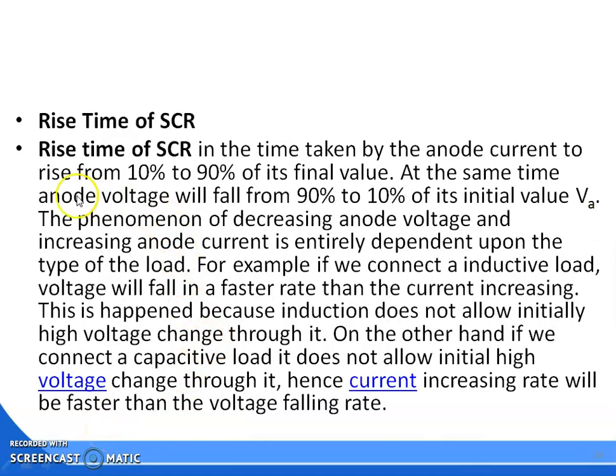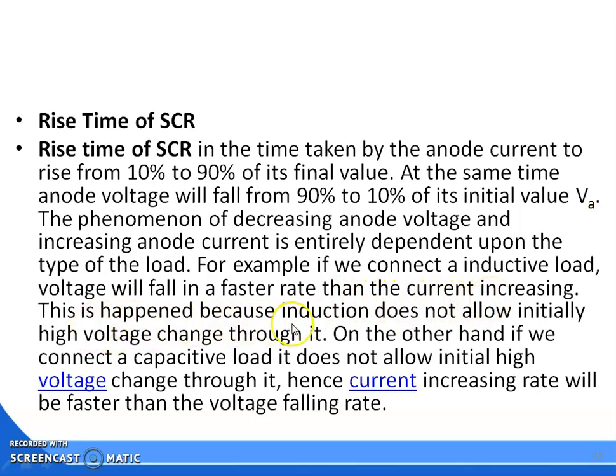Rise time of the SCR. The rise time of the SCR is the time taken by the anode current to rise from 10% to 90% of its final value. At the same time, the anode voltage falls from 90% to 10% of its initial value VA. The decrease of anode voltage and increase of anode current depend entirely upon the type of load. For example, if we connect an inductive load, the voltage will fall at a faster rate than the current increases.